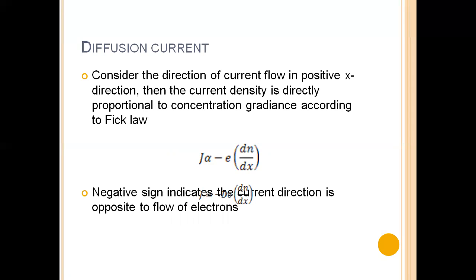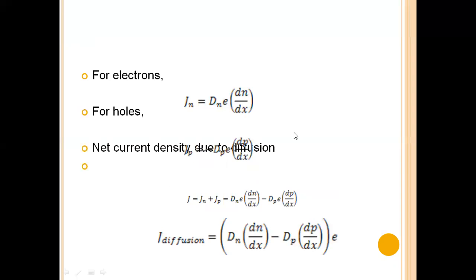In the same way, consider the direction of current flow in the positive x direction, then the current density is directly proportional to concentration gradients according to Fick's law. So current density is proportional to minus E into dN by dx. This negative sign indicates that current direction is opposite to the flow of electrons. So for electrons, we can write it as Jn is equal to Dn into E into dn by dx, and for the holes we can write Jp is equal to minus Dp into E into dp by dx.